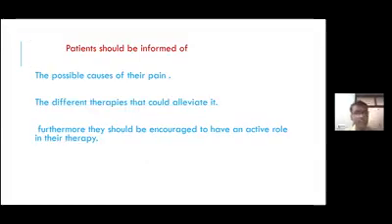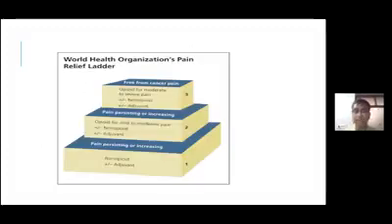Before starting any treatment, the patient should be informed of the possible causes of their pain, the different therapies that could alleviate the pain, and furthermore, they should be encouraged to have an active role in their therapy.